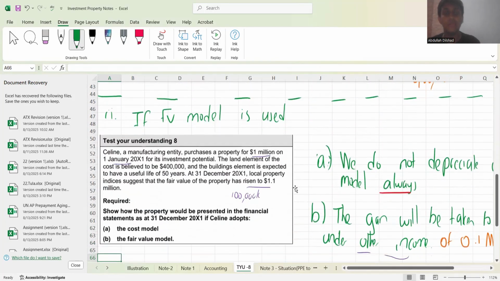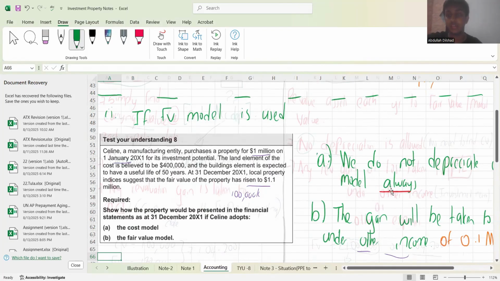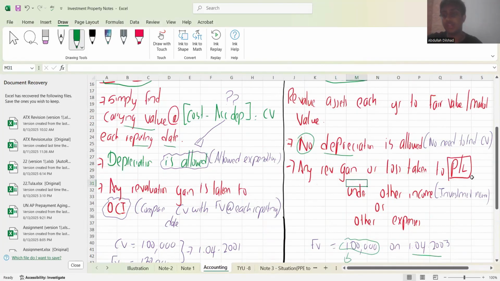Okay. Now, if they ask for the fair value model, you don't need to calculate depreciation. It's just a one line step. Just remember that one line step. On 1st January, when you purchased it, the fair value was 1 million. During your closing year, the fair value is 1.1 million. Can you see the difference from 1 million to 1.1? There's an increase of 100,000. Where will you put that 100,000?